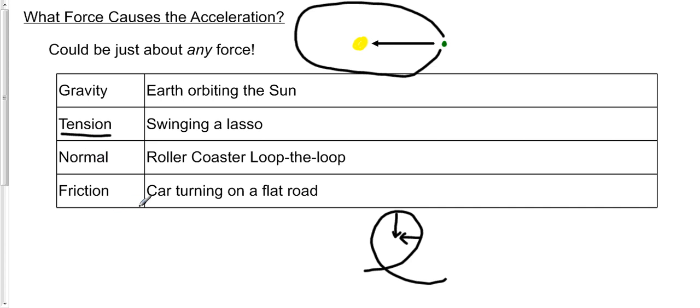Another one that's really important is friction. If you imagine a car taking a corner, there is no other force that's going to cause that car to turn other than the friction of the tires on the road. And so that means that friction is actually supplying the force that causes the centripetal acceleration. So here are just four common examples, but just about any force could be causing the centripetal acceleration. It's just whatever is causing the object to move around in a circle.